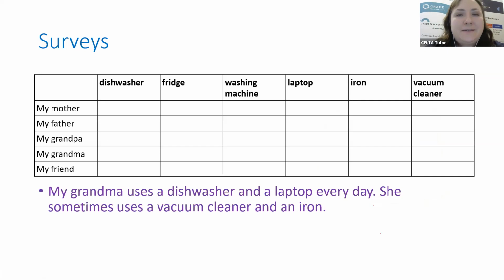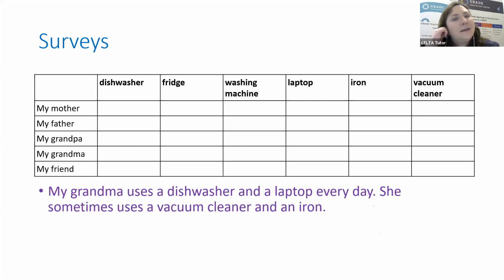This is another thing that I like doing with my kids. I like actually doing surveys. And this is something that I do in every unit of the book that we're learning. And I will explain why, because this is something that helps me reinforce, practice, consolidate the language that they're learning.